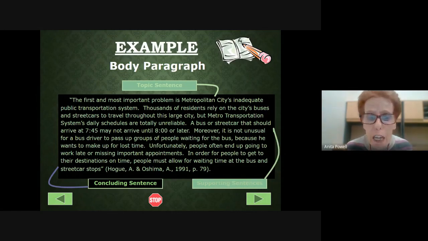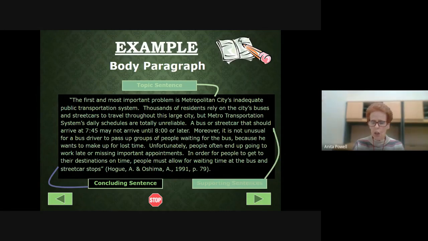Okay, notice that topic sentence. The first and most important problem is public transportation. Notice how that was mentioned in the thesis. And then the writer goes on to support that idea by describing people who are dependent on this, but it's not a reliable schedule and may end up late for very important things.